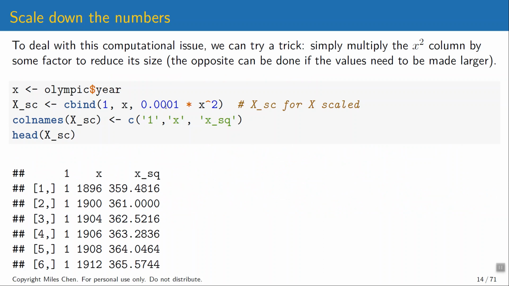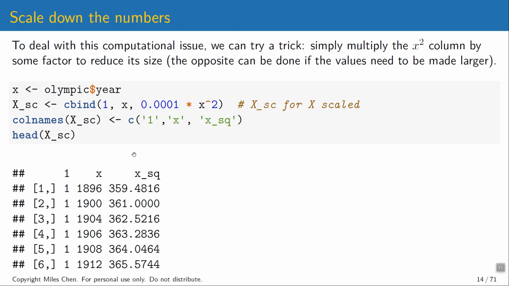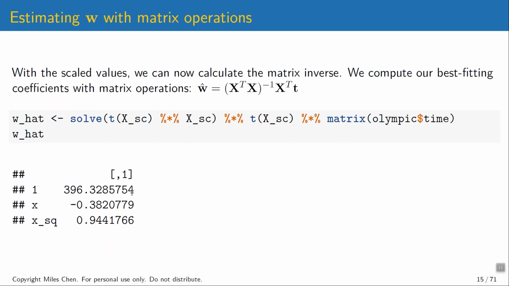So one cheat that we can do is, when we create our X matrix, I just multiply the X squared value by 0.0001, okay? That brings it down to something smaller, and then I can calculate the inverse and it doesn't give me an issue. So by saying I don't want to deal with values in the millions, but values in the hundreds or something, just dividing by, say, 10,000 here fixes the issue.